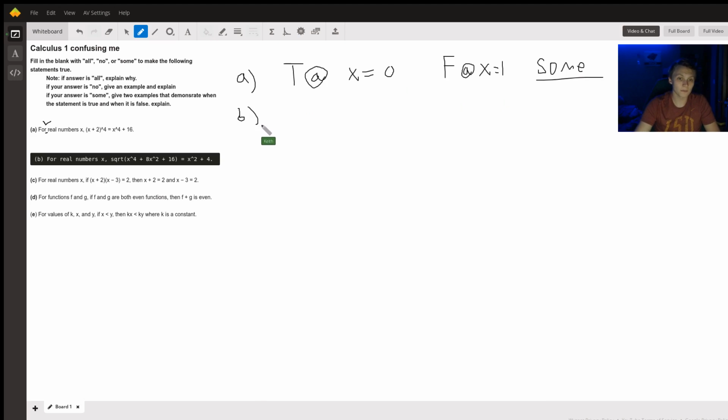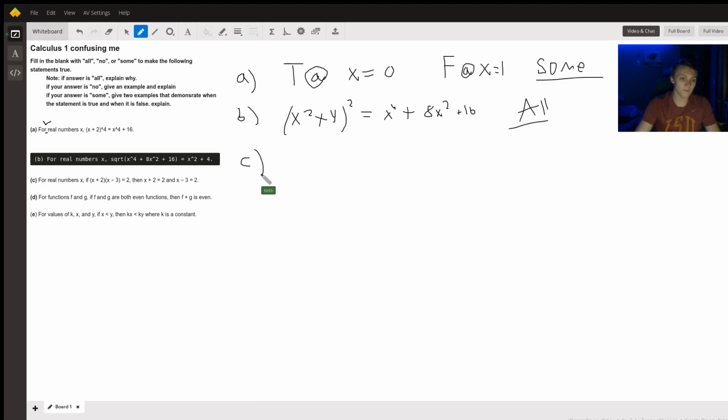For letter B, this one is going to be true for all, because x squared plus 4, squared, is x to the 4th plus 8x squared plus 16. So the square root of the right would equal the inside of the left, so this is true for all.